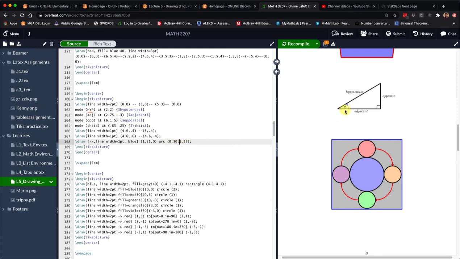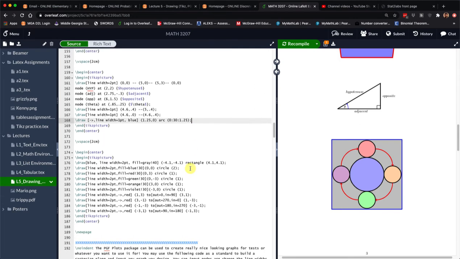1.25 tells me basically where I'm starting at. I want it to kind of go up and angle back that way. So you can kind of play with that a little bit if you ever have to do it. You won't have to do much of that, but sometimes you need to use that.